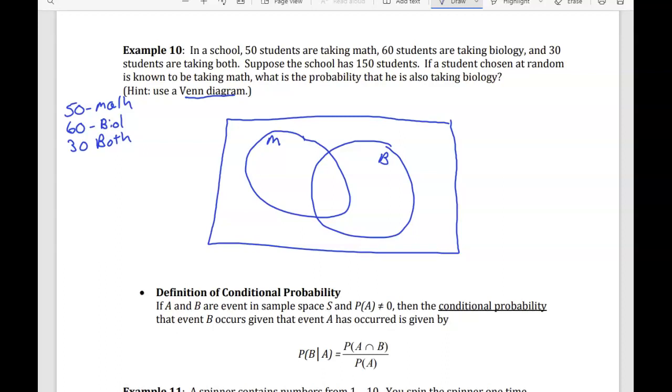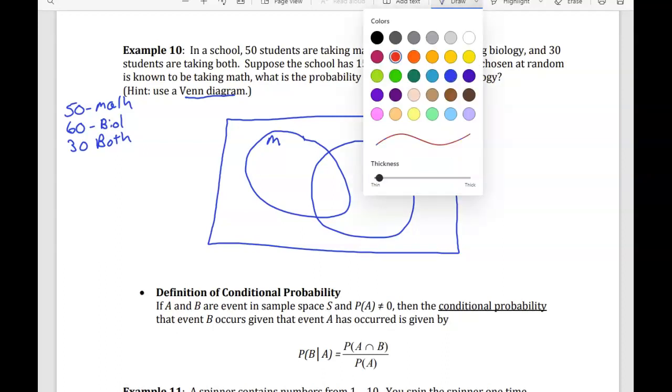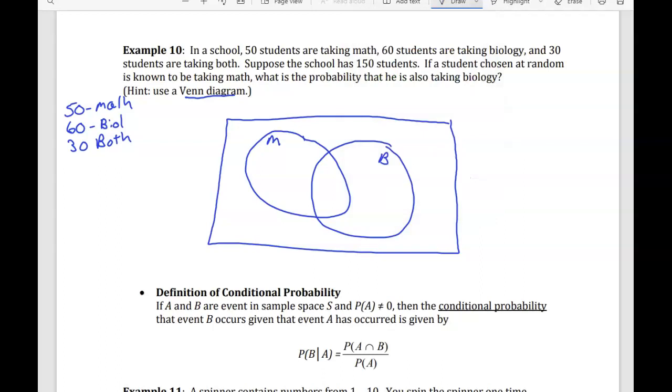I have to start with my innermost part. The innermost part is the overlap, and that's going to be the 30. That's how many are taking both. The 50 that are taking math includes this 30. So actually, the people taking math only is going to be 50 minus 30. So there's actually only 20 people taking math only.